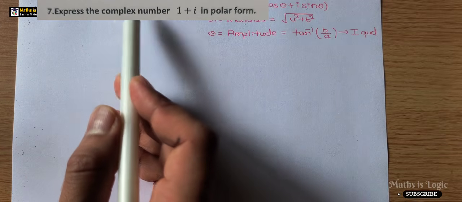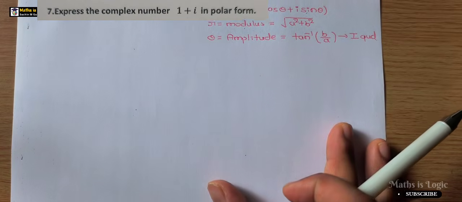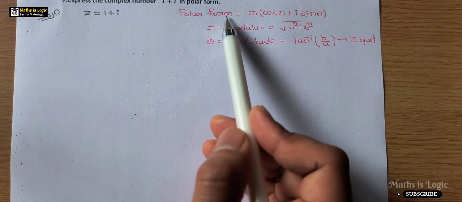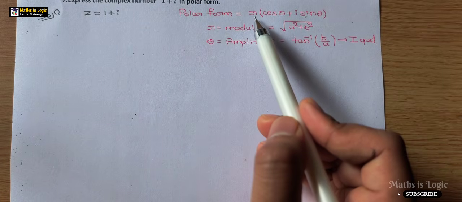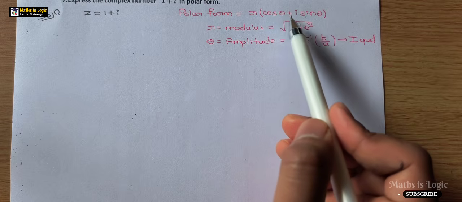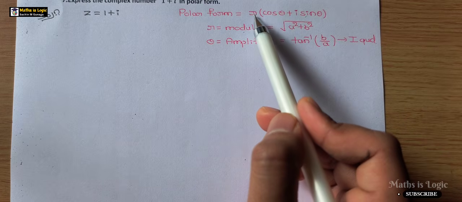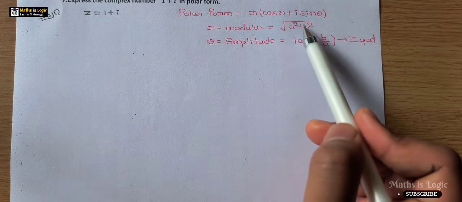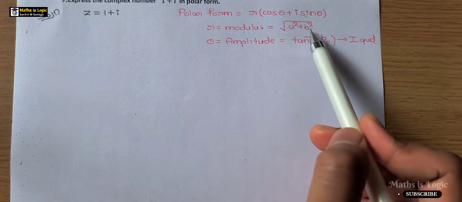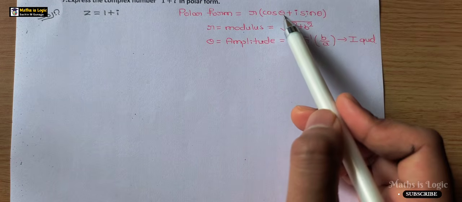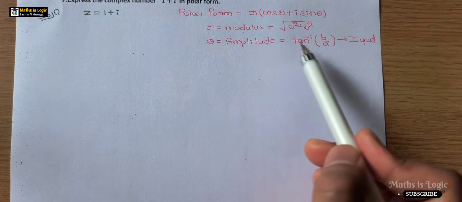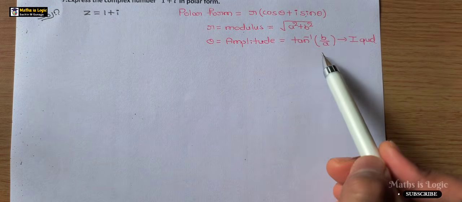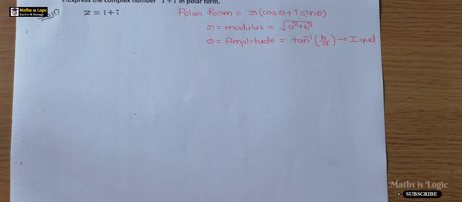Next, express the complex number 1 plus i in polar form. The polar form of a complex number is given by r into cos theta plus i sin theta. Here r indicates the modulus, given by square root of a square plus b square, and theta indicates the amplitude. In the first quadrant, the amplitude formula is tan inverse of b divided by a.